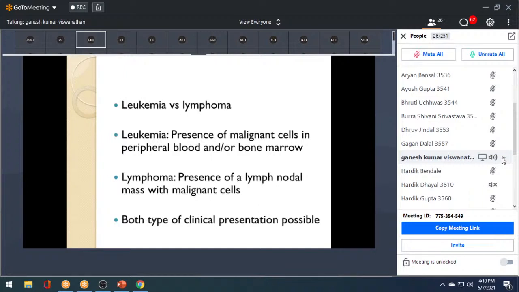For example, in the case of CLL, chronic lymphocytic leukemia, it is basically a leukemia, so the disease is expected to be present in the blood and bone marrow. But sometimes these patients can also have small lymph nodes, so they can have both lymphomatous and leukemic presentations. That's why we use the term CLL/SLL, SLL meaning small lymphocytic lymphoma. Small lymphocytic lymphoma is the same disease presenting as lymph nodal enlargement or a lymphoma, whereas the same disease, same type of cells, same morphology, same type of immunophenotype, when present in the blood and bone marrow, we call leukemia.